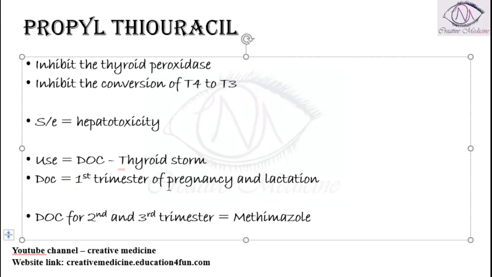So it is not used in pregnancy, but during the first trimester, methimazole cannot be used because methimazole can cause teratogenic effects like aplasia cutis and esophageal atresia. So during the first trimester and lactation, we use propylthiouracil.